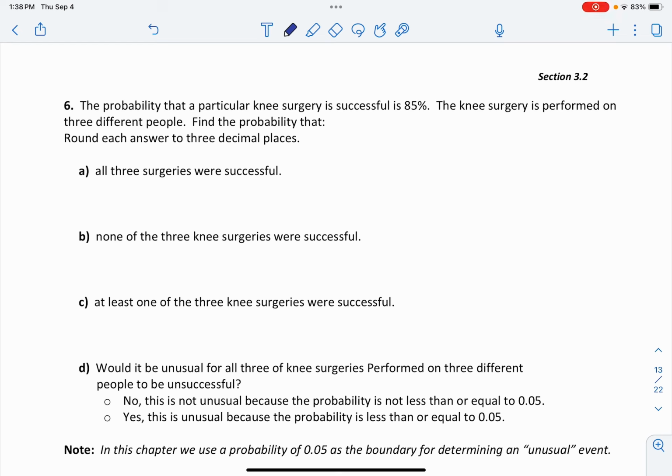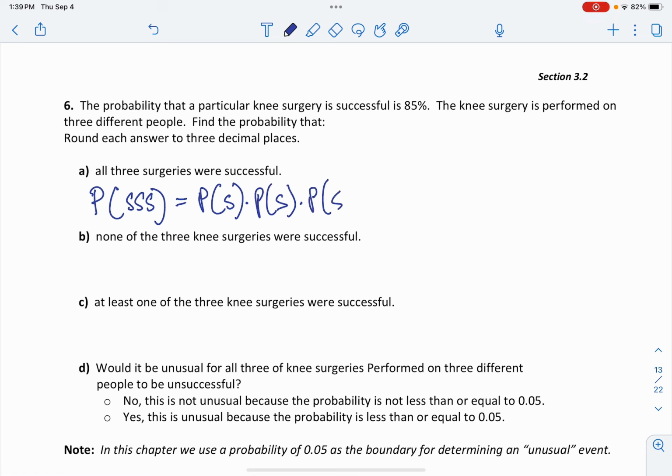So when I read that, it's looking like an independent example, right? So we have independent events, which means we can just multiply probabilities together, and we are good. So all 3 successful, that's just the probability of success, success, success. Let's just write it like that. And all I got to do is find the probability of the first success, multiply it by the probability of the second success, times the probability of the third success. So that's how I'd write it out with the notation. And we know that each success is 85%.